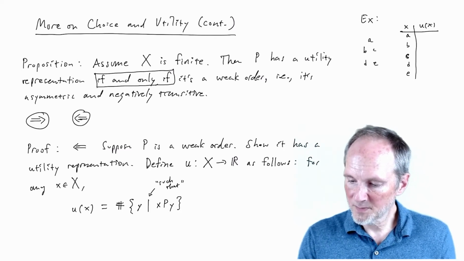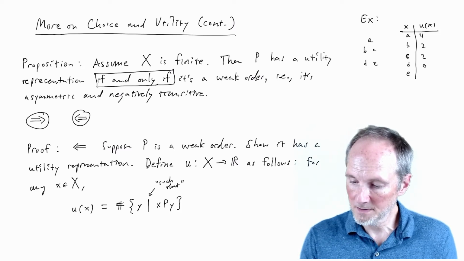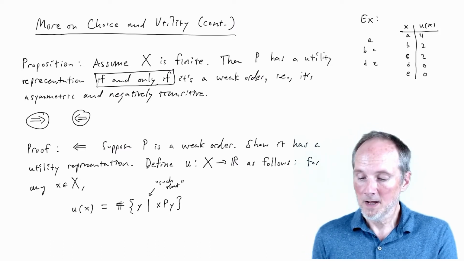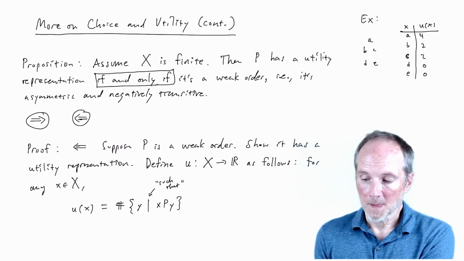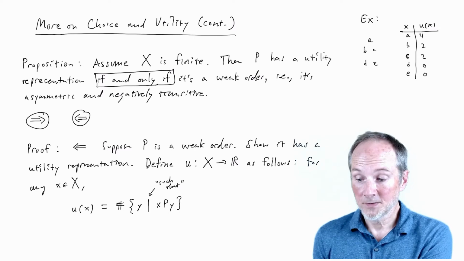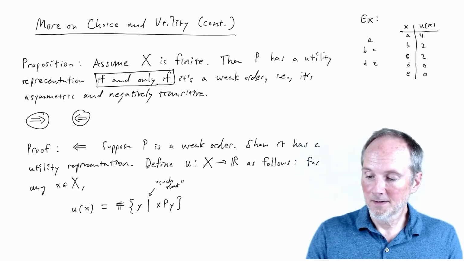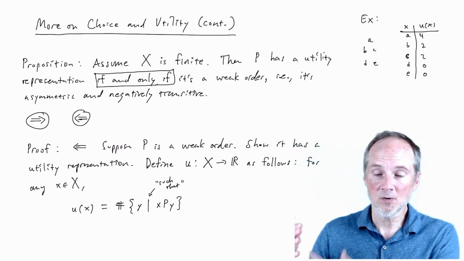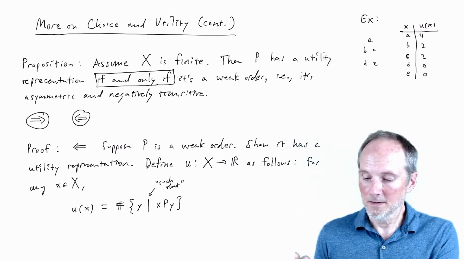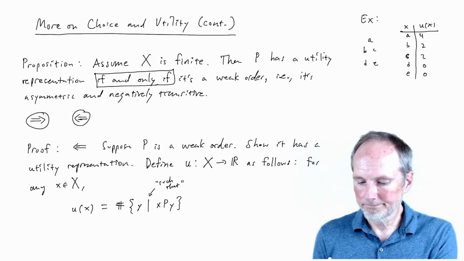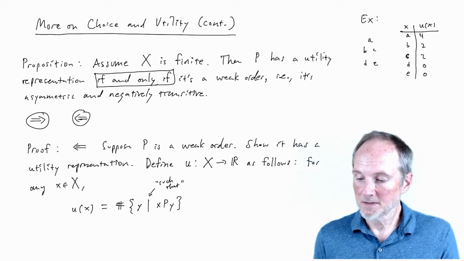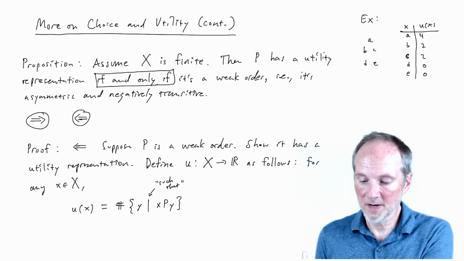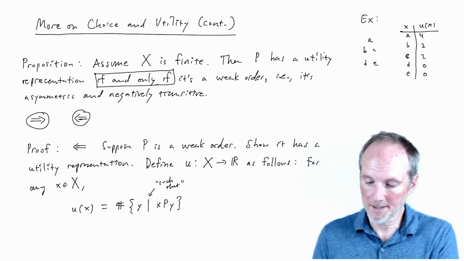There are 4 alternatives below A in this ranking. There's 2 below B, and there's 2 below C, and there's none below D and E. Okay, so this is the function I'm defining. And you can probably see, just intuitively, if an alternative is higher in the ranking, there's going to be more alternatives that are below it. So it should be not surprising that this function is a valid utility representation. It's assigning a bigger number to alternatives that are higher in the ranking, right?